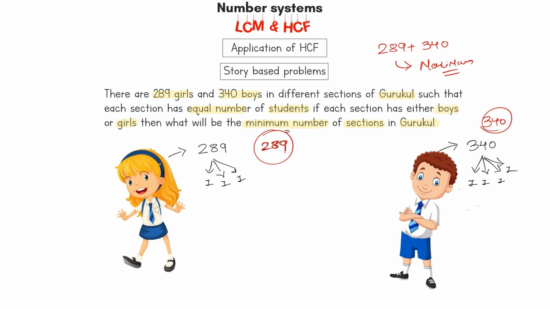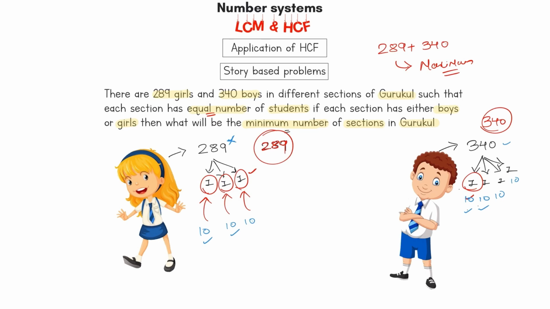How can I make this minimum? I will have to put more students in one section. But the number of students in each section has to be equal, which means the number of girls I put in this section and the number of boys I put in this section has to be equal. If I take any random number, say 10, and put 10, 10, 10 like this, it will not be possible because of 289. I'll end up with one section with 9 students. I can put 10 here and complete the 340, but I cannot do it here. So I need a number which I can put in both sections, and that is maximum possible.